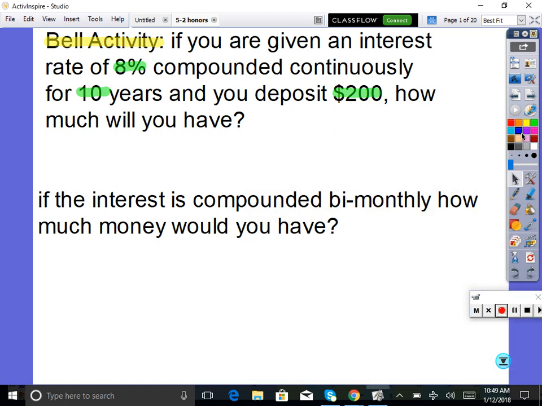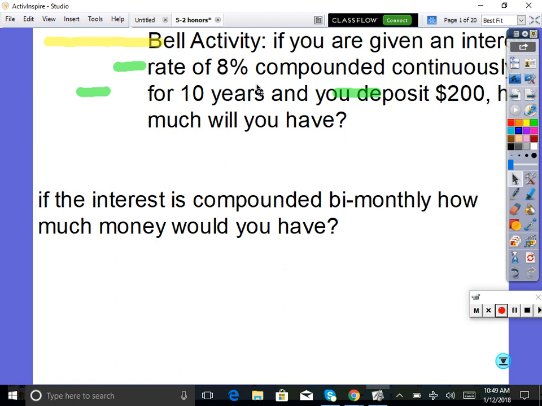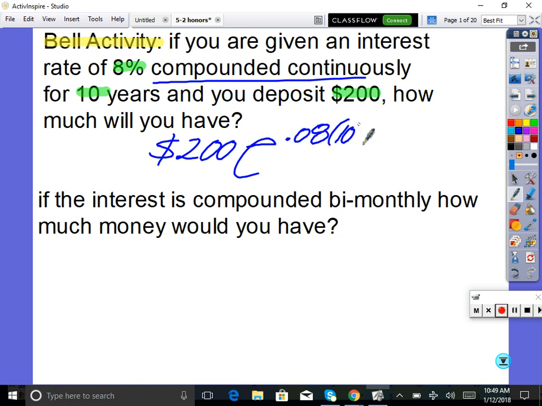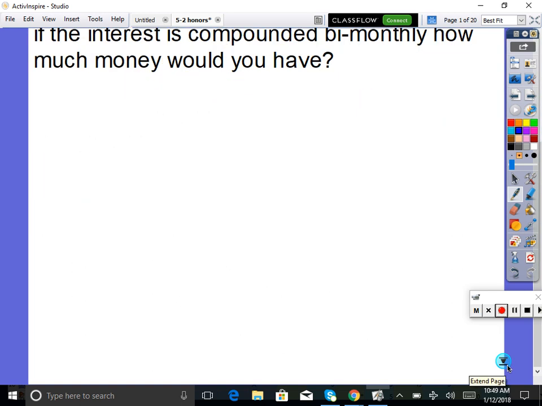Okay, so up here, because of the keyword compounding continuously, you'd use PERT. So you do your $200 e raised to the 0.08 times 10, which after 10 years, we had $445.11, right? $445.11. And, you know, that's not that much, but it's better than zero if you had your money stuffed under your mattress instead of gaining interest.